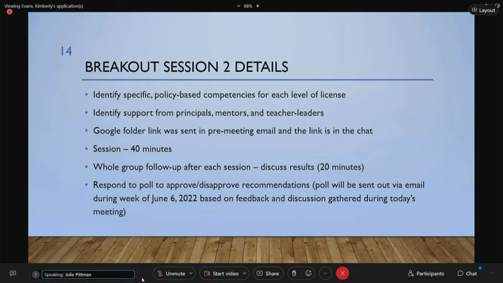Awesome. Thank you for that recommendation, Julie. I appreciate it. Did anybody else have any comments on the potential draft change model?